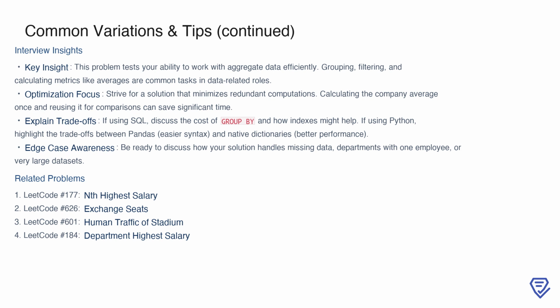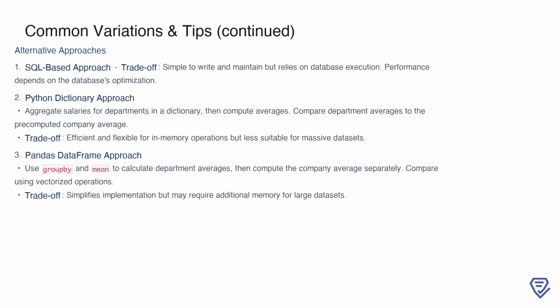For further practice, related problems like LeetCode number 177, number 626, number 601, and number 184 can provide additional insight into similar concepts. When considering alternative approaches, using SQL is often a straightforward and maintainable choice. It allows you to write concise queries for grouping and aggregating data, but it does rely on database execution, which means performance depends heavily on the database's optimization capabilities.